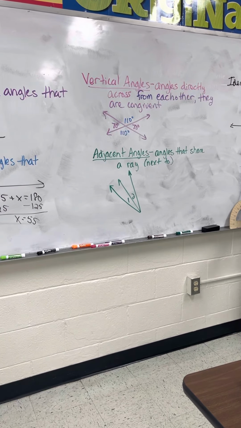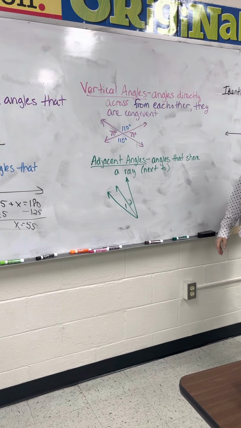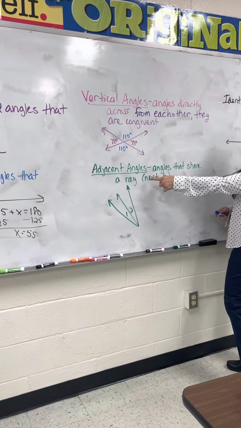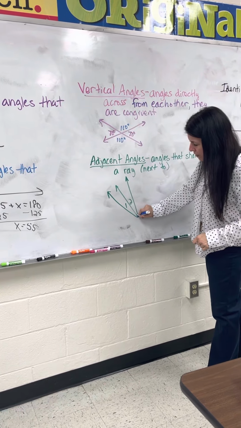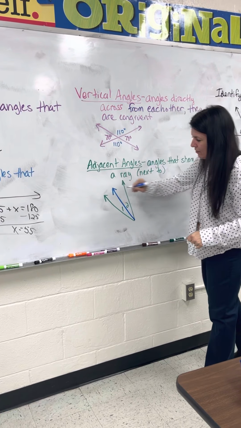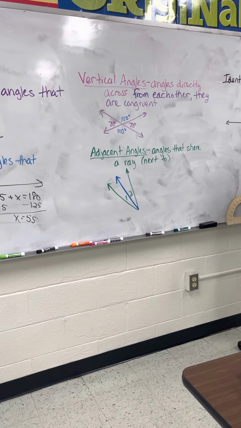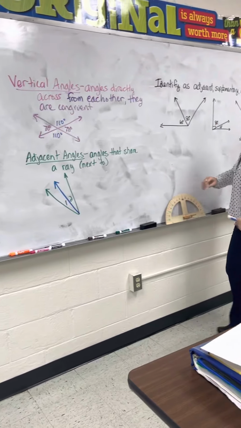Adjacent angles. Adjacent means next to. If you look to the person next to you, that's the adjacent student. Adjacent angles are right next to each other. Specifically, they share a ray. So in this case, angle 1 and angle 2 are adjacent because they share that blue ray. Angle 1 and angle 2 have that same ray. So that's what makes them adjacent. They're next to each other.